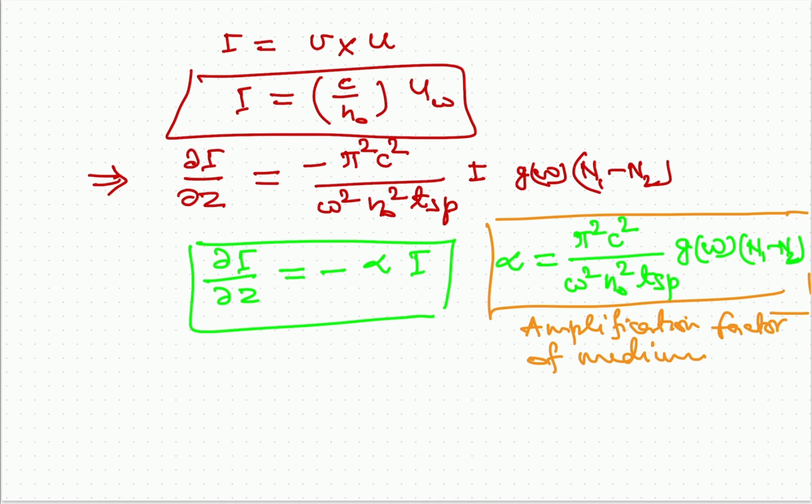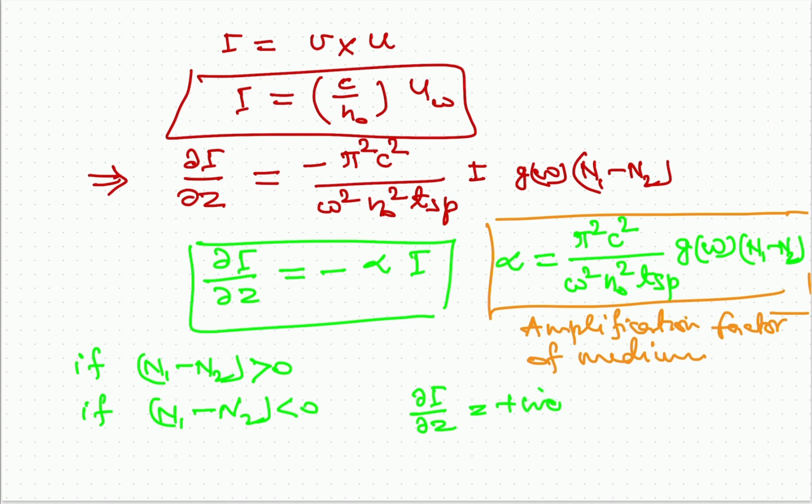Now we'll consider n1 minus n2 is greater than 0. That is, the number of atoms in the state 1 is greater than the number of atoms in the state 2, then α will be positive and hence intensity decreases with the distance. On the other hand, if n1 minus n2 is negative, that is, the number of atoms in state 1 is lesser than the number of atoms in the state 2, in that case the amplification factor α will be negative and ∂I/∂z will be positive. That means the beam is amplified with the z distance.